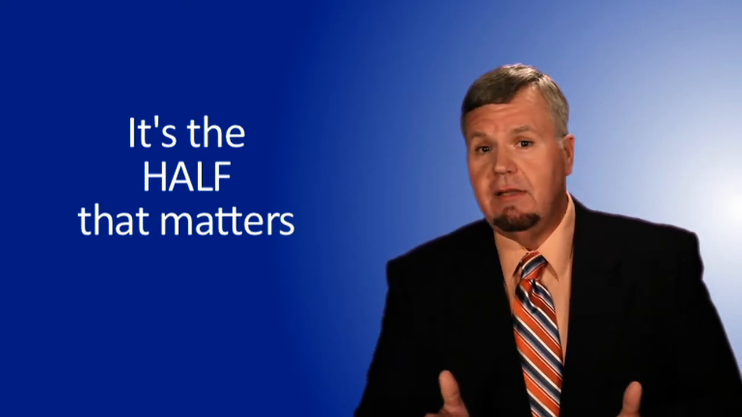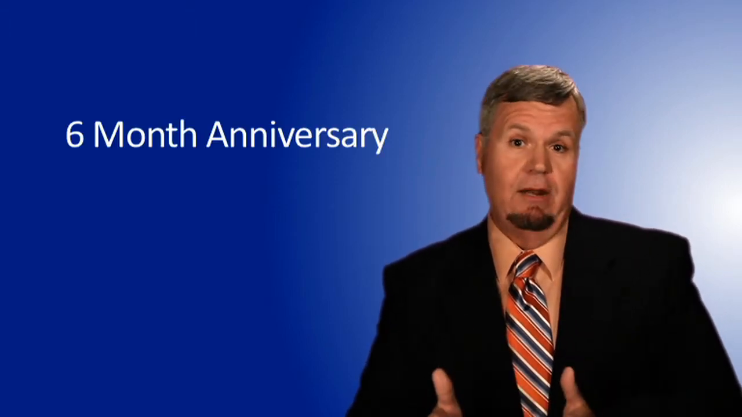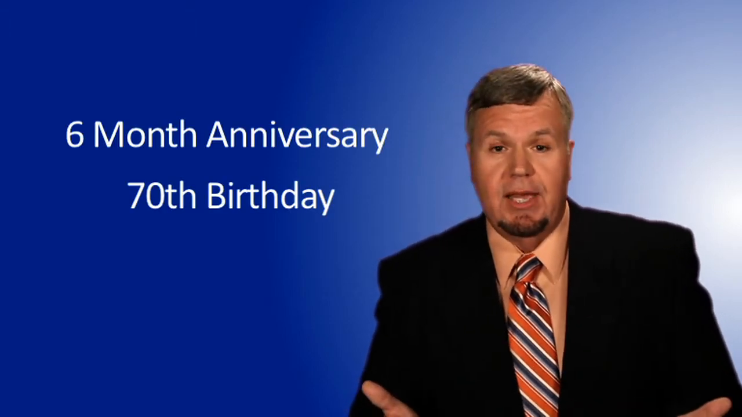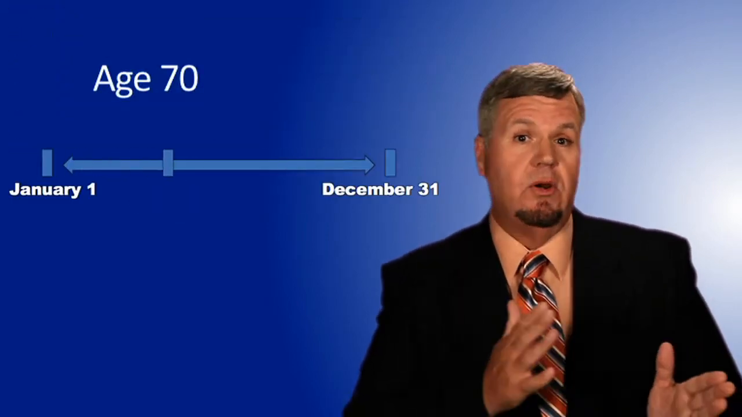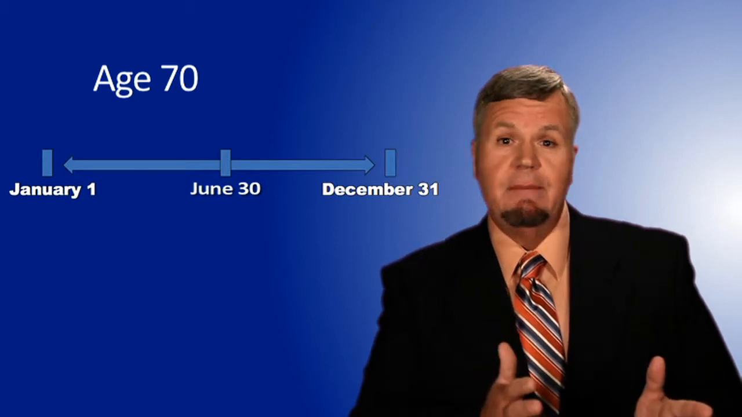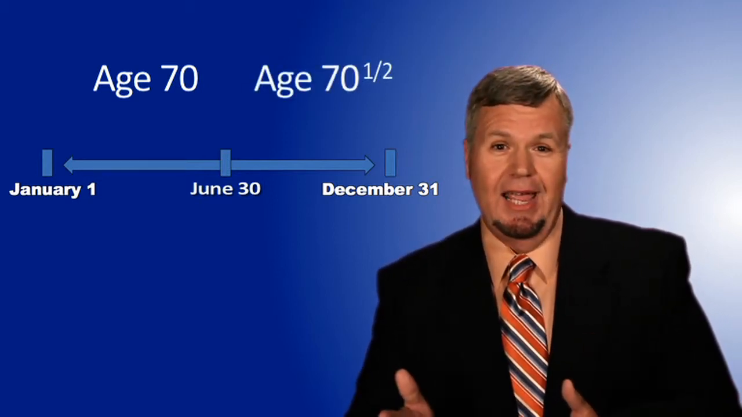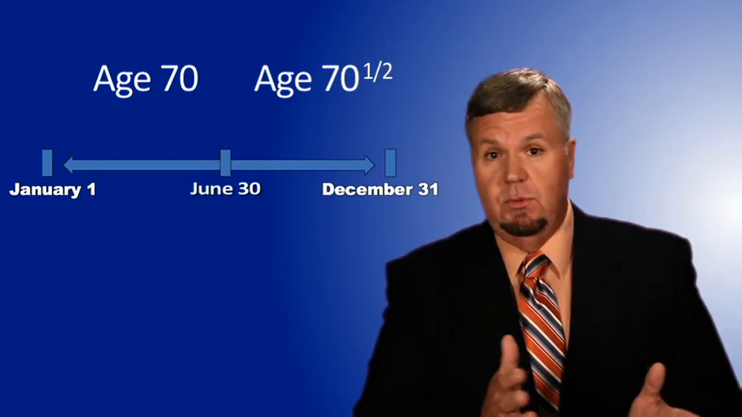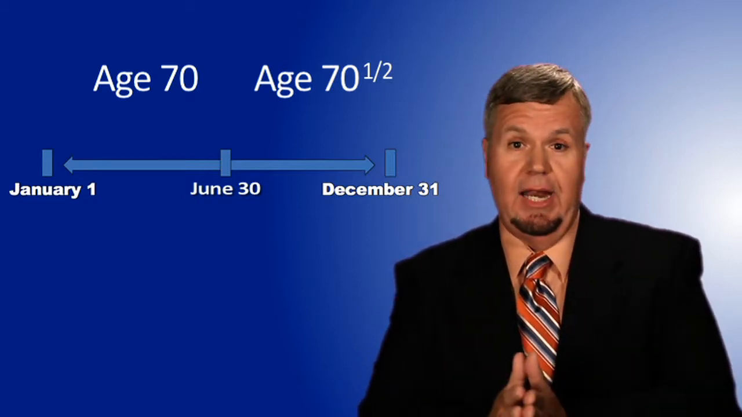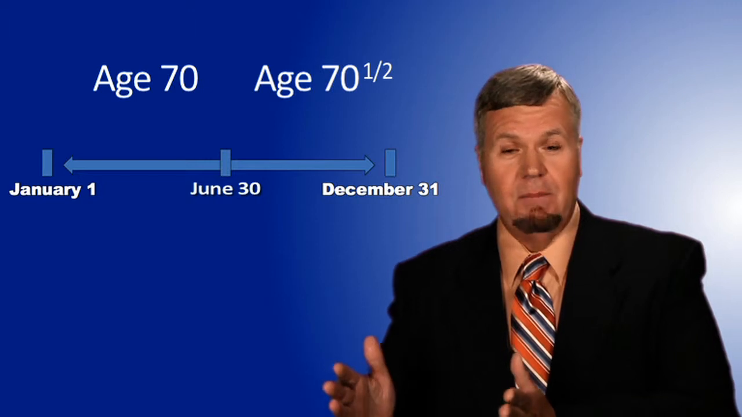So when does an individual reach age 70 and a half? An individual reaches age 70 and a half on the 6-month anniversary of their 70th birthday. So if an individual is 70 anytime between January and June, then the same calendar year in which they reach age 70, they're going to be 70 and a half. Because if they were 70 between January and June, they're 70 and a half between July and December.